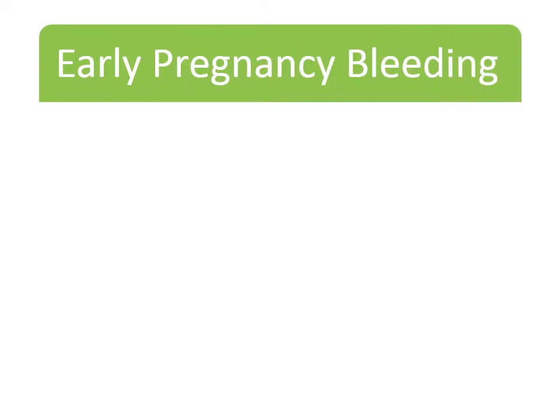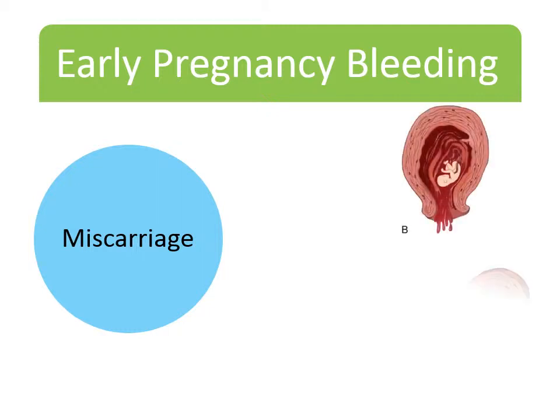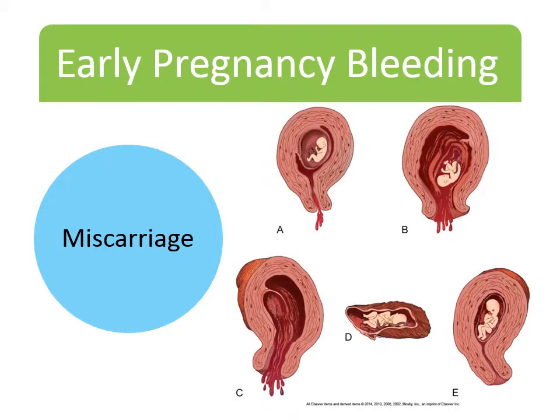Now we're going to discuss early pregnancy bleeding. There are different types of early pregnancy bleeding, including miscarriage, reduced cervical competence, ectopic pregnancy, and gestational trophoblastic disease. With miscarriage, this type of early pregnancy bleeding is classified as threatened, inevitable, incomplete, complete, and missed. With a threatened miscarriage, there will be spotting, but the cervical os is closed.